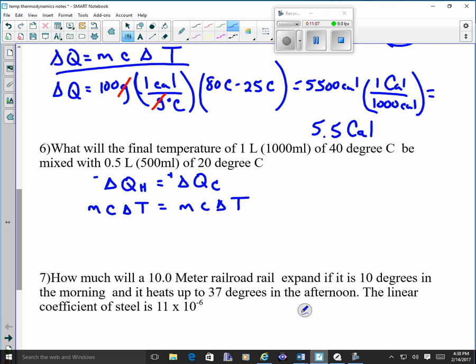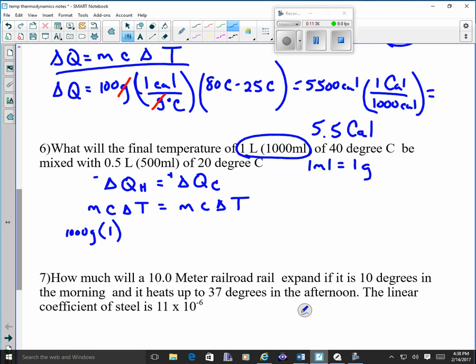And so let's go ahead and put in some math here. 1 liter was 1,000 milliliters. Now, there's one thing you got to know about the density of water: 1 milliliter of water equals 1 gram. So since we're talking about water here, instead of putting 1,000 milliliters, I could put in 1,000 grams of water right here. Don't forget that our specific heat is 1.